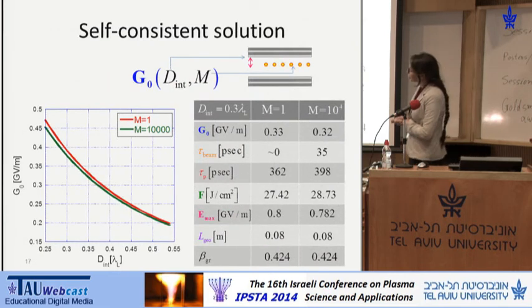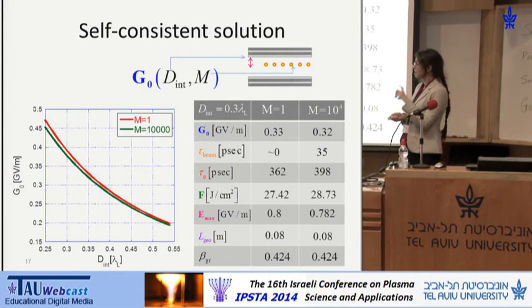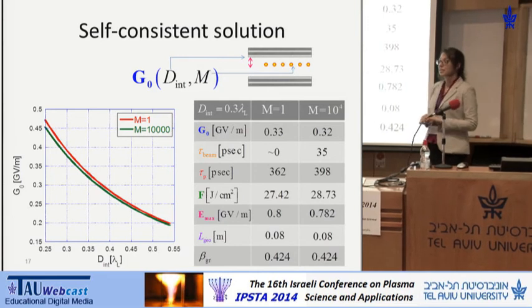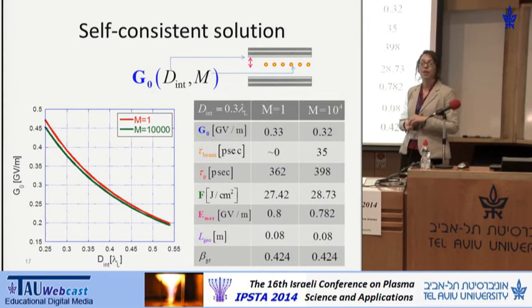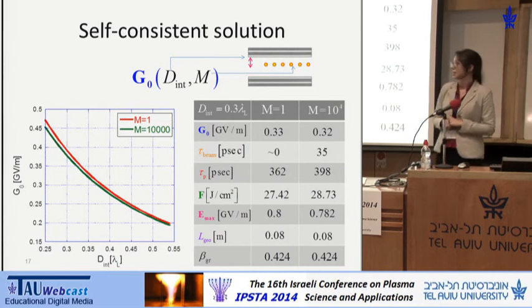In this graph, we can see the gradient versus half vacuum clearance. We can see it for a single bunch and for m equals 10,000. We see that the gradient drops as the clearance gets wider. Thus, it's advantageous to operate with the smallest clearance possible, leading to a maximal gradient of less than half a gigavolt per meter.